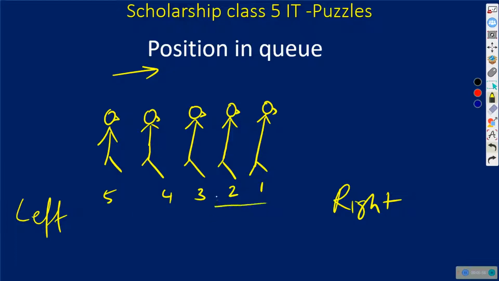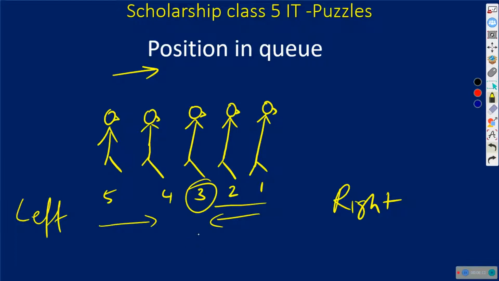Third from the right means this person. Please understand, the person is standing third from the right and third from the left. If the question is how many people are there? There are not 6 people, only 5.